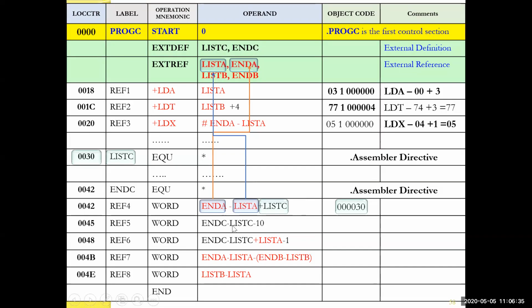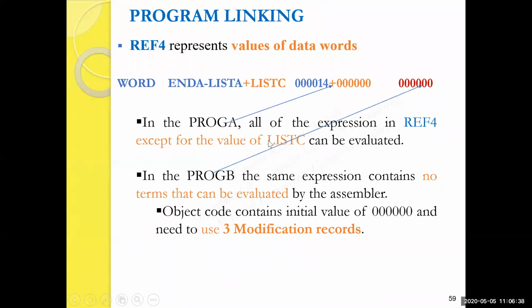So you may see that the expression in reference 4 actually represents a simple external reference in program A, because NA and list A are evaluated, only that there is a reference to a symbol list C which is defined in another control section. So it involves a simple external reference in program A. And in program B, it involves a complicated external reference because none of the symbols are defined in program B. And for program C, it's a combination of relocation as well as an external reference to a symbol defined in program C.